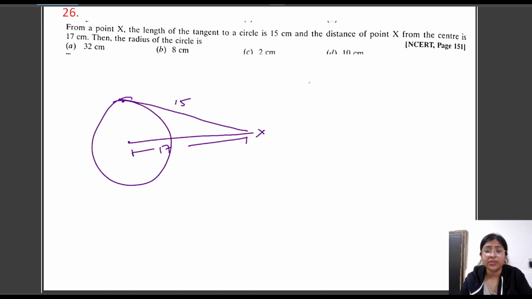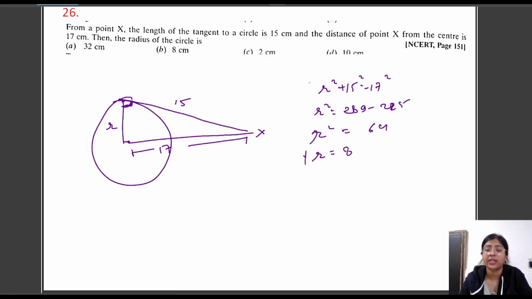Okay, we need to find out the radius. Again, very easy question. Again, we will apply Pythagoras theorem. This angle will be 90. Radius and tangent are perpendicular to each other. So r square plus 15 square is equal to 17 square. R square is equal to 289 minus 225. It is going to be 64. R square is 64. The value of r will be 8. Yes, very good.